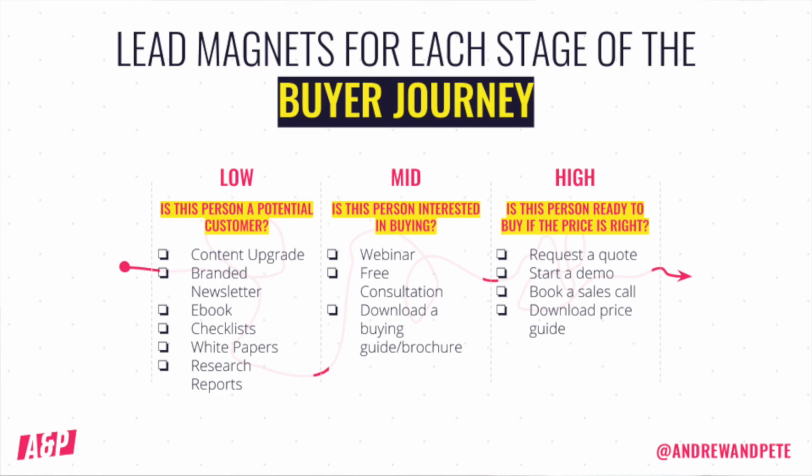Remember, people with high purchase intent are people that are pretty much ready to buy, but they just have a couple of things holding them back, such as price or being confident that whatever you're selling does what it says it does. So good lead magnets could be things like request a quote, start a demo, download a price guide, or even just book into a sales call.